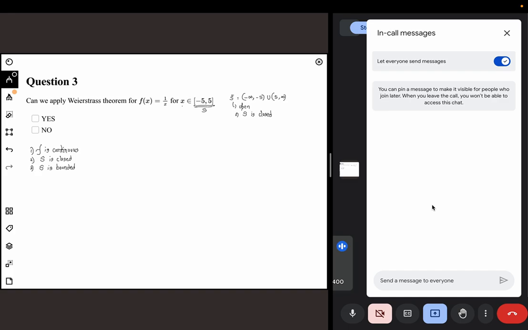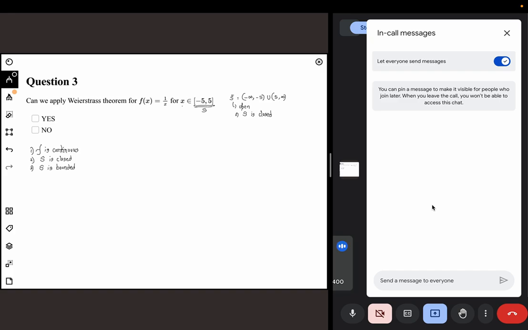And what about boundedness? There is a lower bound and an upper bound, minus 5 and 5. But the function value f as x tends to 0 will be infinite, so the function need not be bounded. We will come to that later. At x equal to 0, this function does not have a finite value. As x tends to 0 plus it has a finite value, and 0 minus it has a finite value, but it is not equal to the value at x equal to 0.